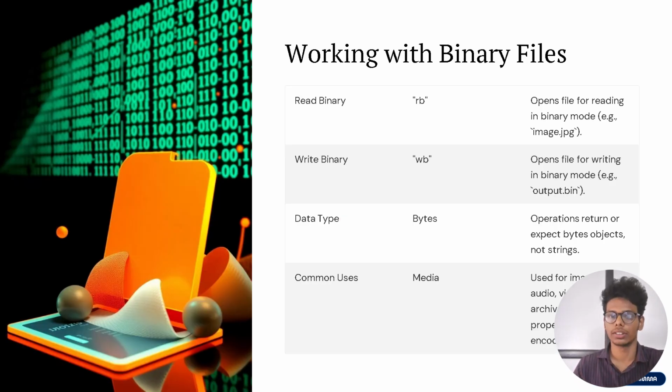Working with binary files. To read in binary mode, use the rb mode. It opens a file for reading in binary mode, for example image.jpg. And for writing in binary, we use the wb mode. It opens a file for writing in binary mode, for example output.bin. Data types. Bytes is the data type we use in binary files. Operations return or expect bytes objects, not strings. Common uses of binary files are in media. Use it for images, audio, video, and archive data files.